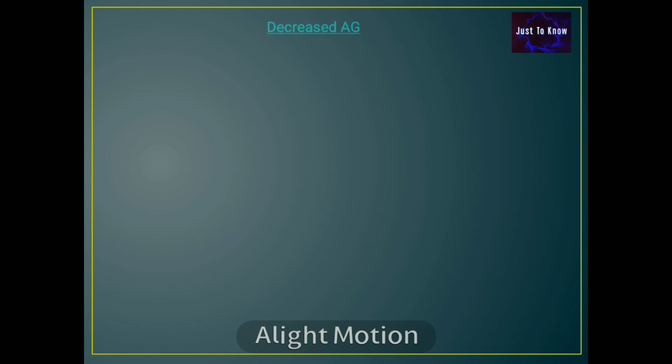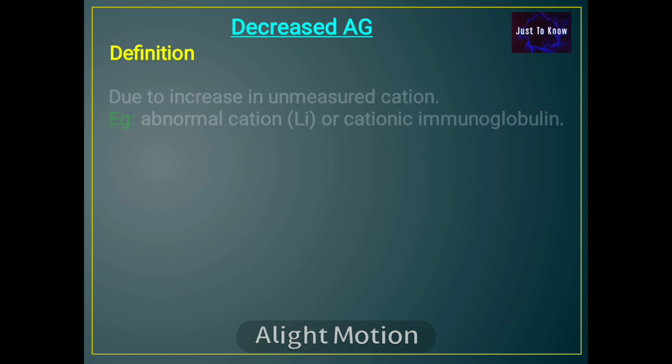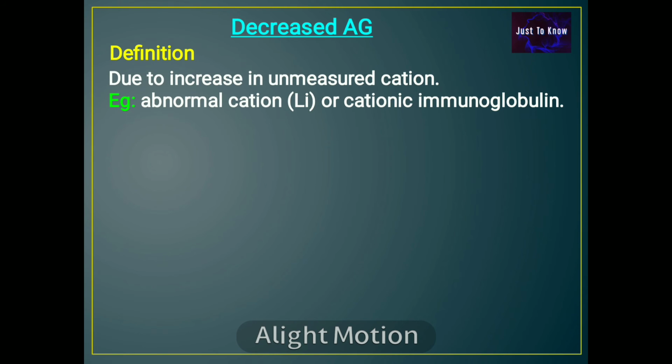Next type, decreased anion gap. Decreased anion gap is due to the increase in the unmeasured cation. For example, increase in the abnormal cation like lithium or cationic immunoglobulin.